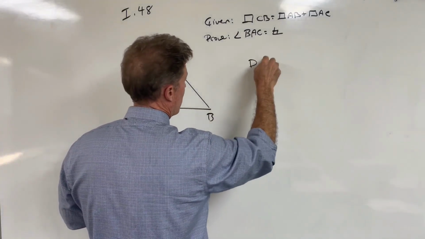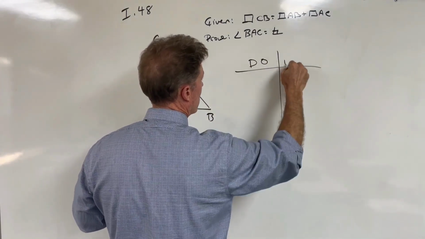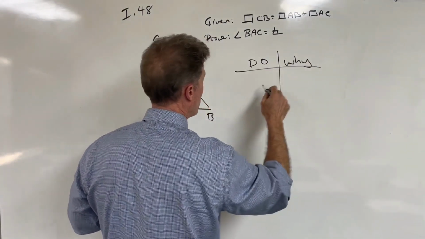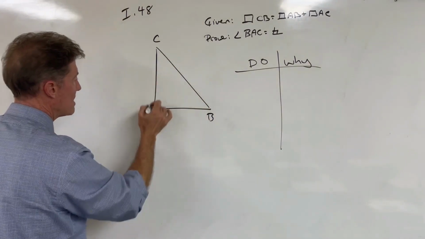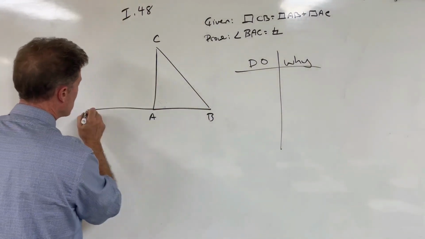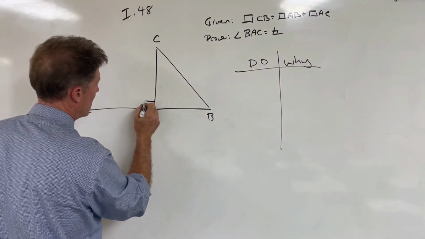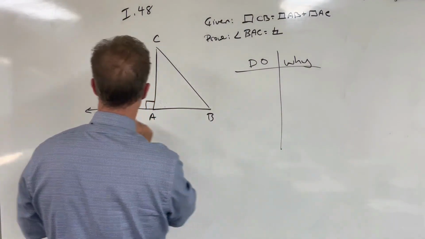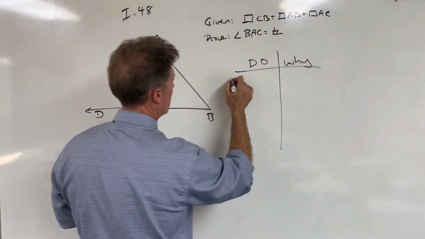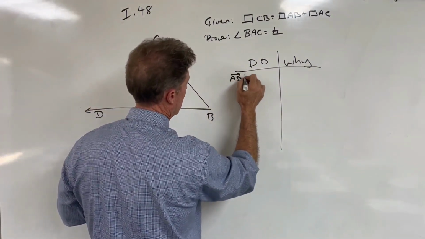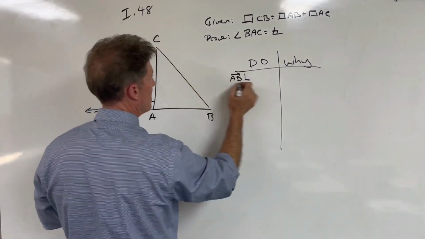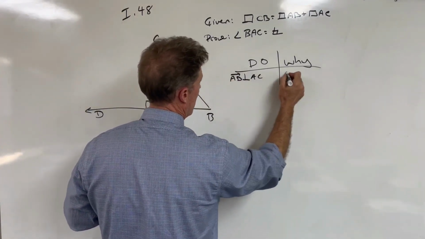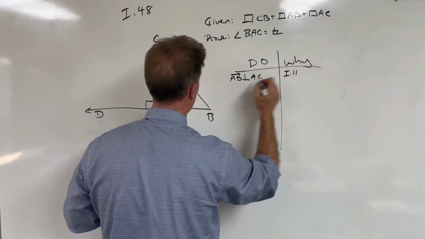So let's keep track of what we're going to do and why. The first thing we're going to do is, on this line at a point, we can construct a line perpendicular to a given line. So we're going to make AD perpendicular to AC. We can do that with Prop 11.